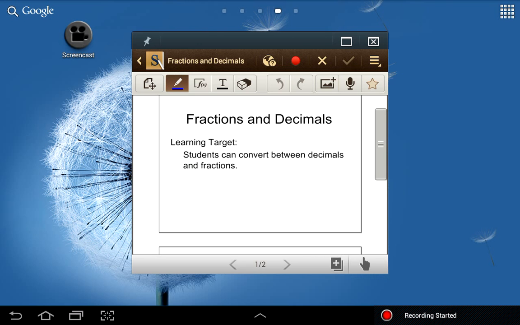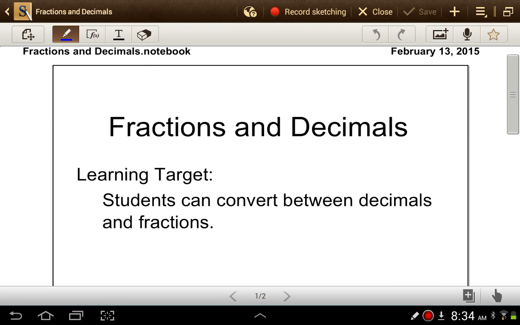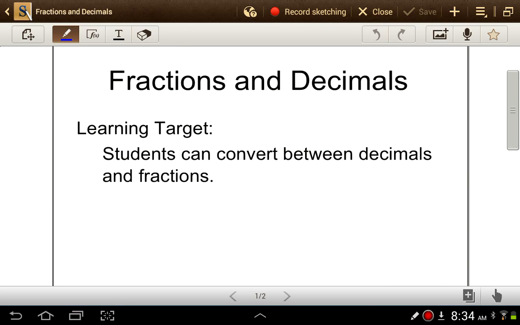Good evening, students. Today we'll be talking about fractions and decimals. Our learning target for today is students can convert between decimals and fractions.